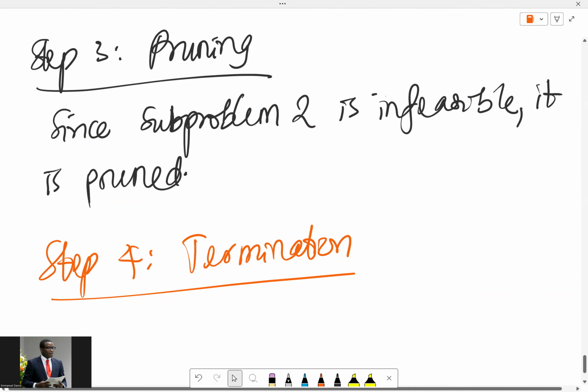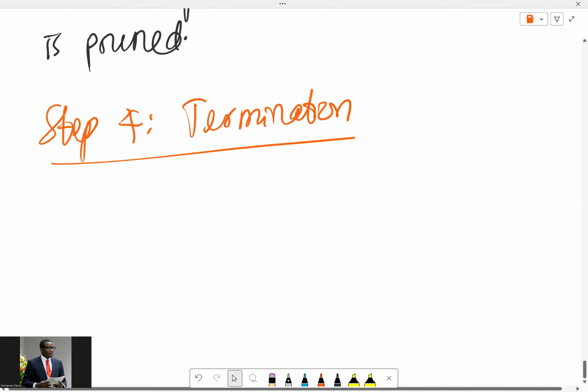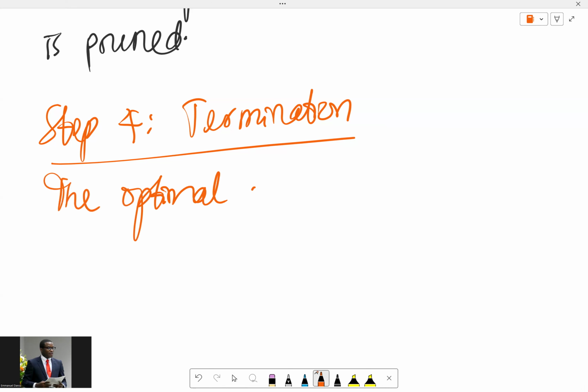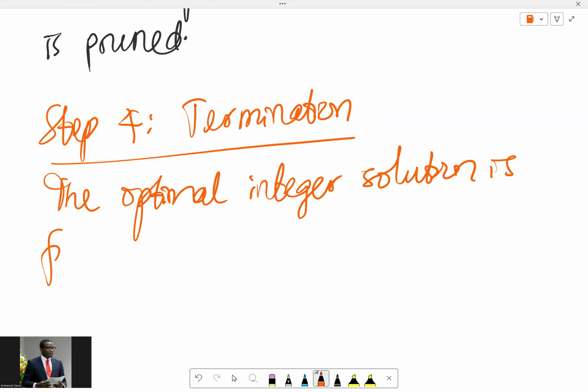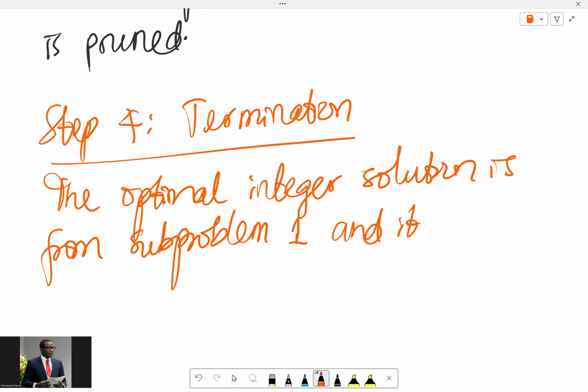So since we are going to discard subproblem 2, then we just agree that the optimal integer solution is from subproblem 1. Okay, the optimal integer solution is from subproblem 1, and it is x equals 5, y equals 0, and z equals 15.